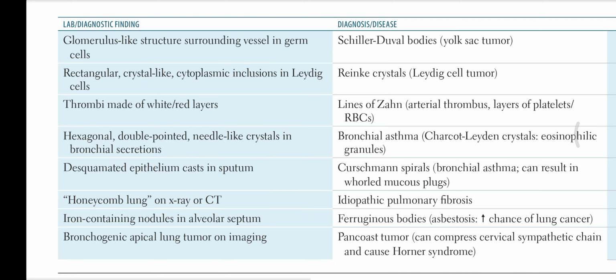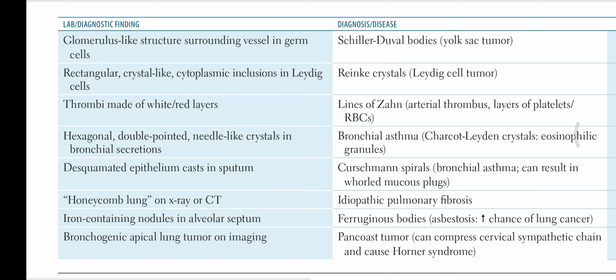Iron containing nodules in alveolar septum. It is ferruginous bodies. It is seen in asbestosis, which has an increased chance of lung cancer.